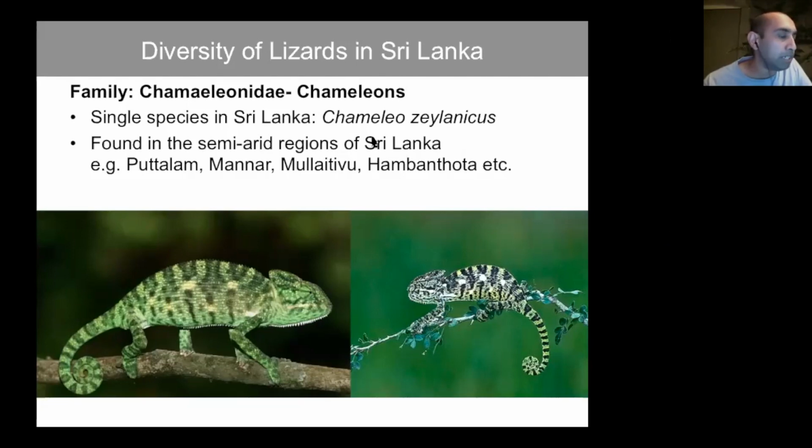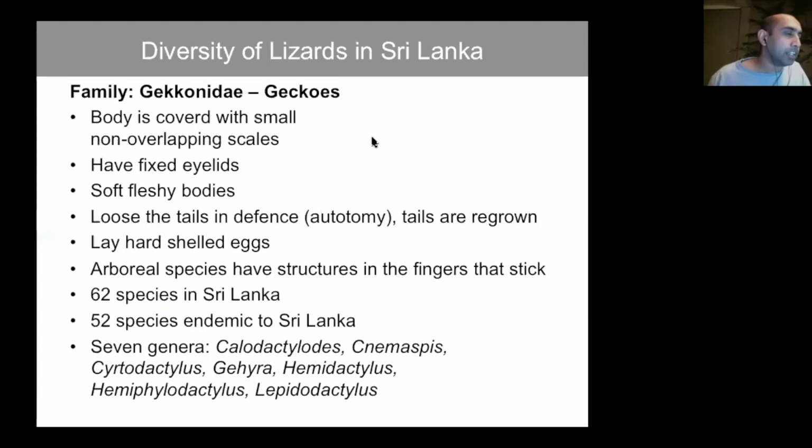Again, this species is completely arboreal and found only in the dry zone of the country, mostly in the northern regions. They have also been spotted in places like Hambantota and Nilgala. Right. So now we move on to geckos or the hunas.